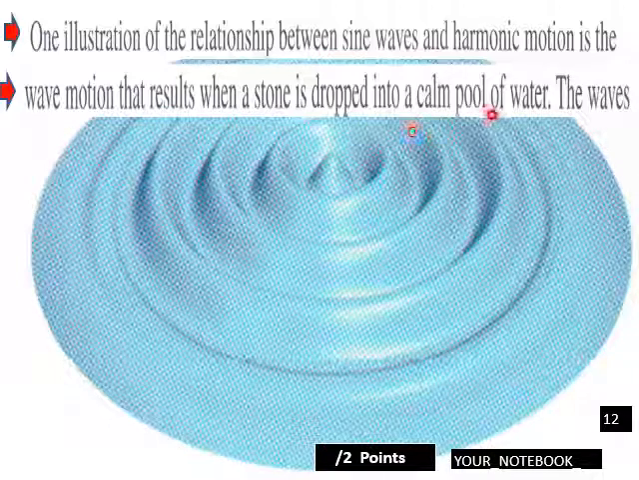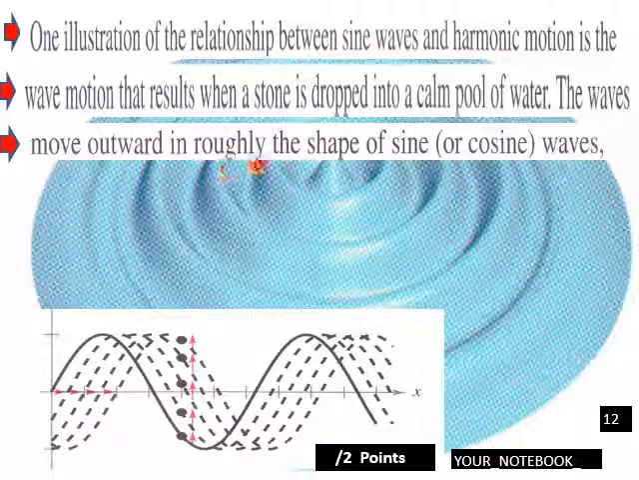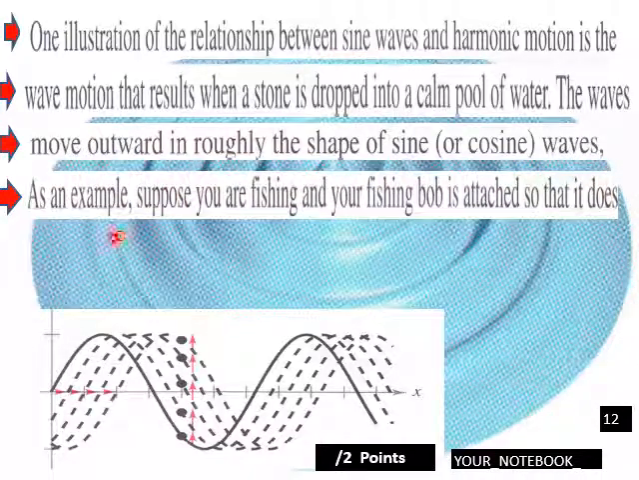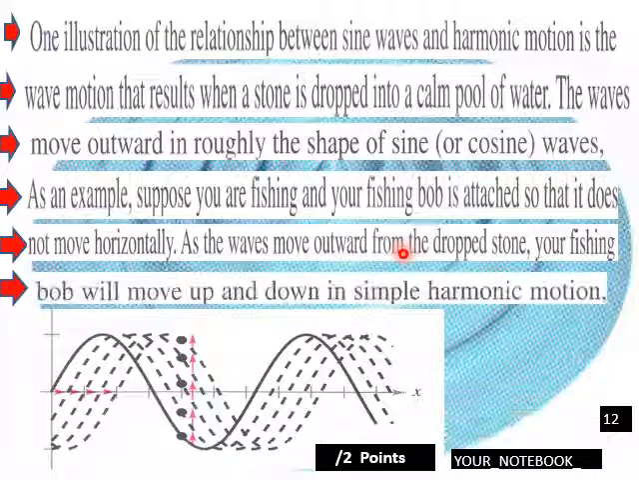a stone is dropped into a calm pool of water. The waves move outward in roughly the shape of a sine or cosine. So this would be kind of a visual of wave motion. As an example, suppose you're fishing and your fishing bob is attached so that it does not move horizontally. As the waves move outward from the dropped stone, your fishing bob will move up and down in a simple harmonic motion.